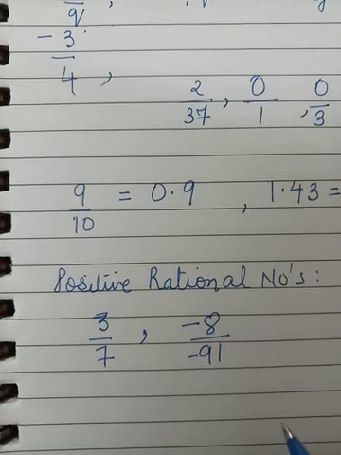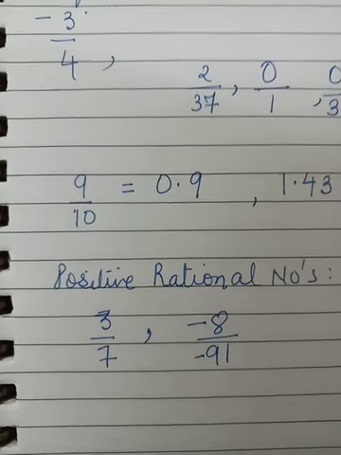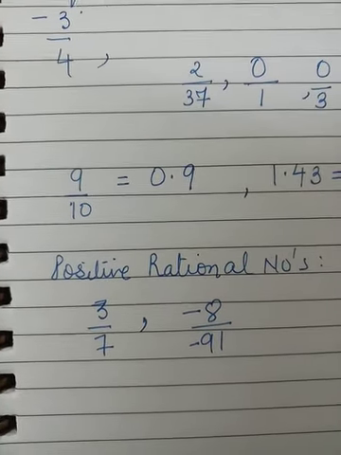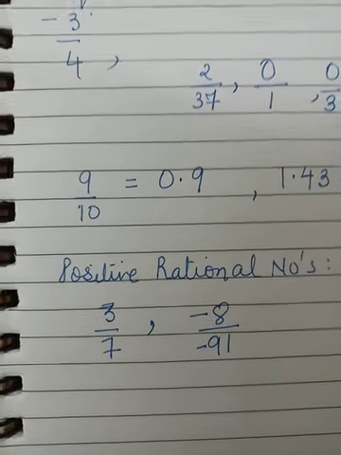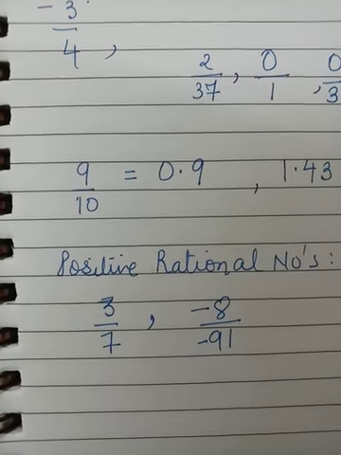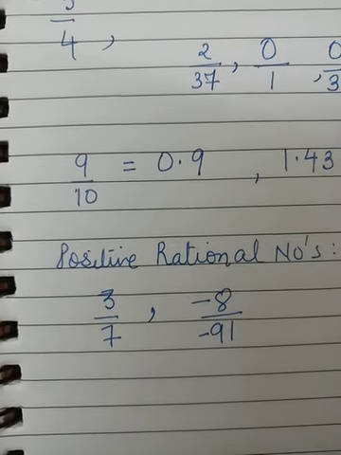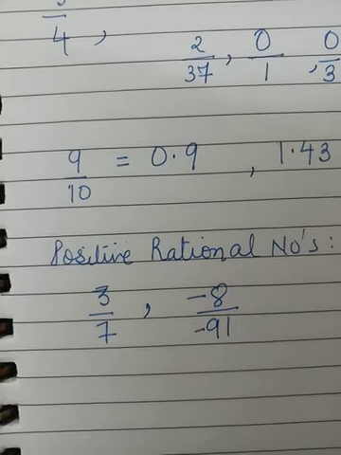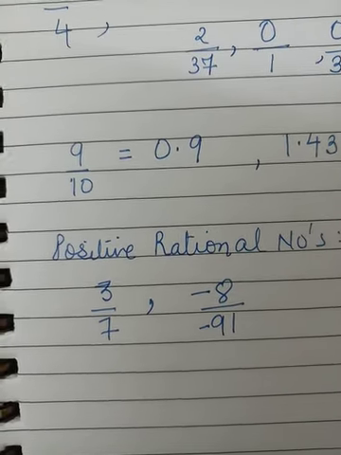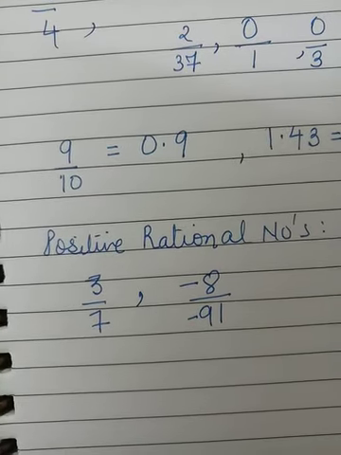Then if I say negative rational numbers, we'll say the opposite of it. That means if the denominator and numerator of a rational number have different signs, that means one is positive and another is negative, then they are known as a negative rational number. Let's have a look in the book.